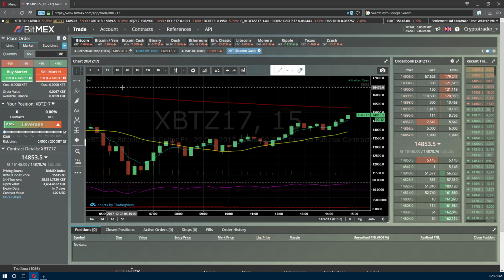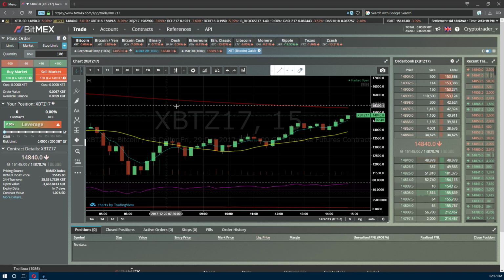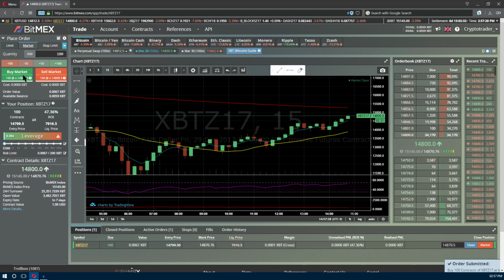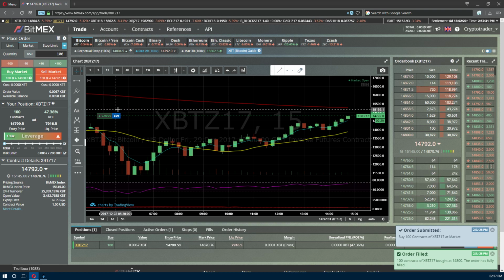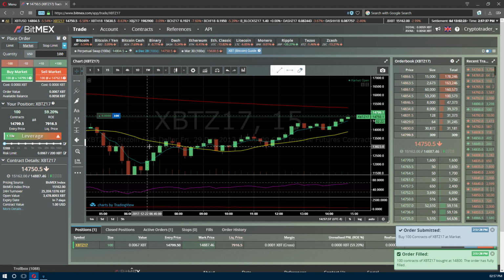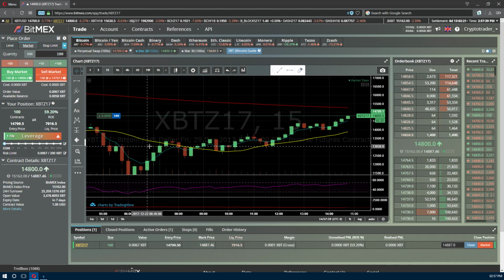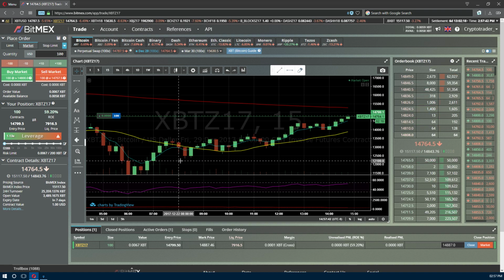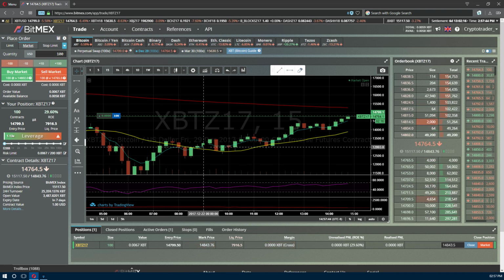So what I'm going to do is, where's this red line at? Let's see, 15.3. I can go ahead and buy market right here. That's a $100 contract, as you can see right here. It's already submitted and it's in. Now, how do I set a stop? That is the main goal of this whole trading exercise.